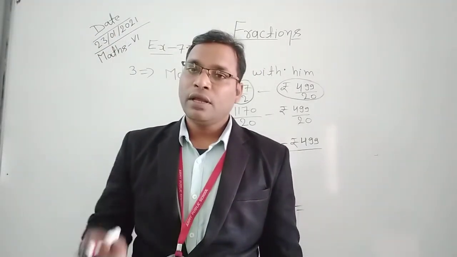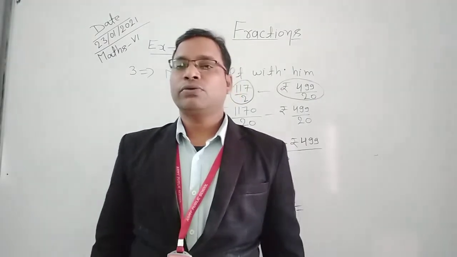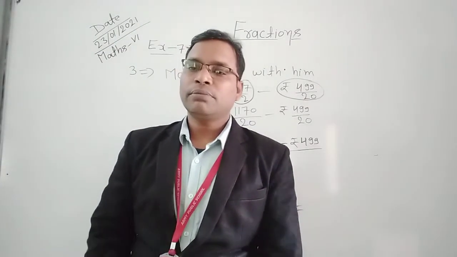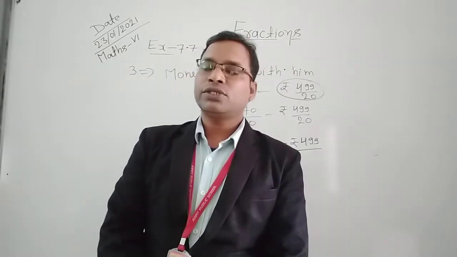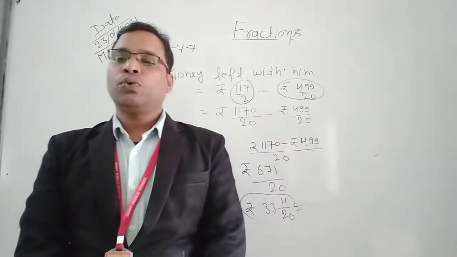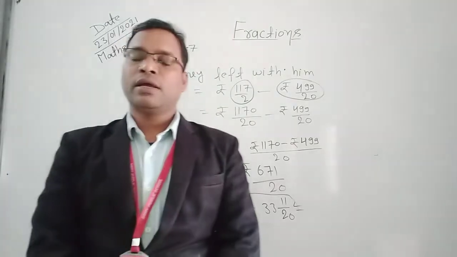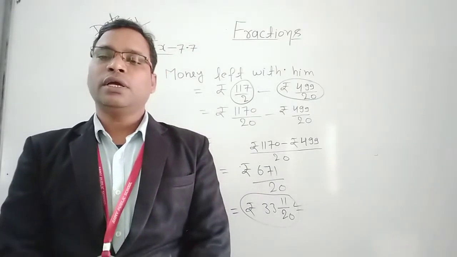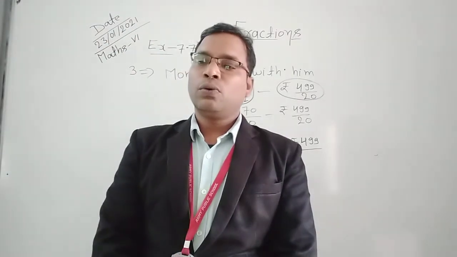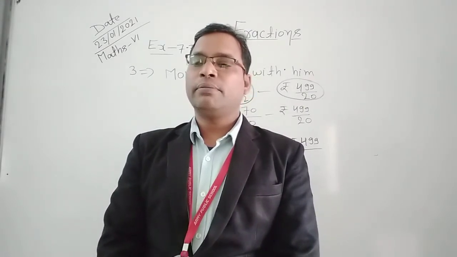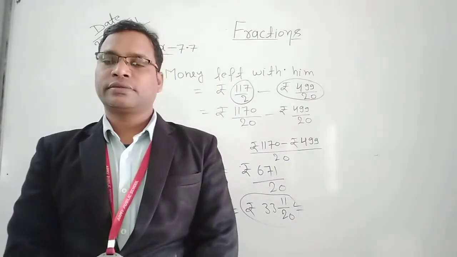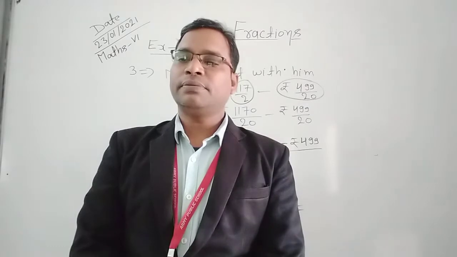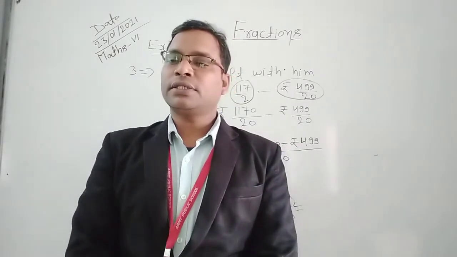Now we are going to discuss the next question, question number 4. What is question number 4? Let's see. Question number 4: Jaydev takes 2 and 2 by 5 minutes to walk across the school grounds. Rahul takes 2 and 1 by 4 minutes to do the same. Who takes less time and by what fraction? I repeat this question again. Jaydev takes 2 and 2 by 5 minutes to walk across the school ground.